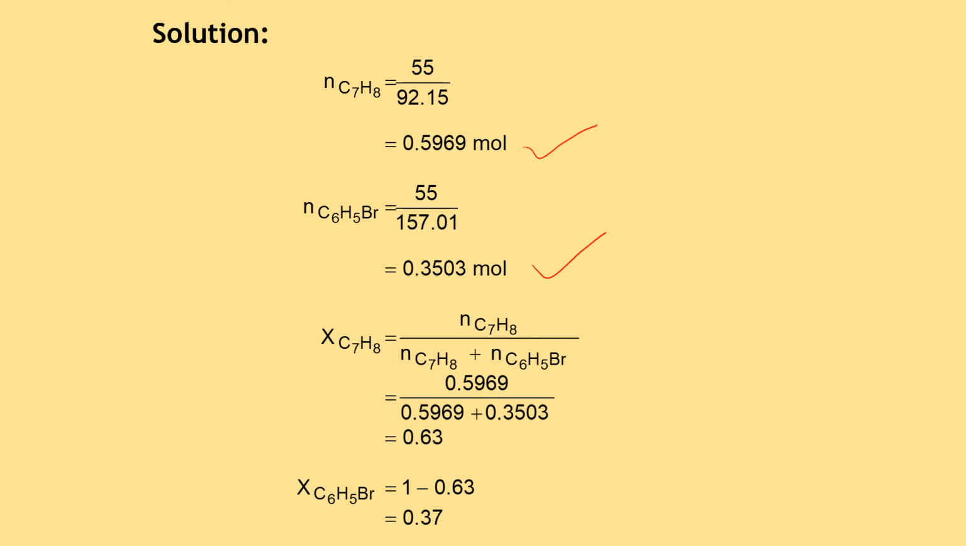And you can calculate the mole fraction of toluene. Just insert the mole of toluene divided by mole of toluene plus mole of bromobenzene. So you have the value of 0.63. And to find the mole fraction of bromobenzene, just take the value of 1 minus 0.63, and the final answer is 0.37.